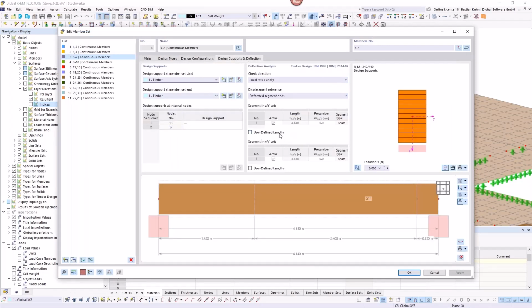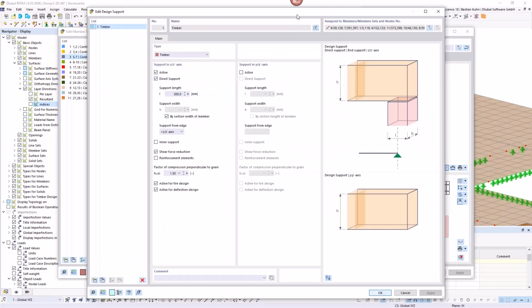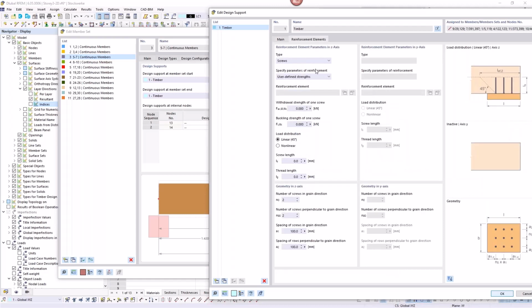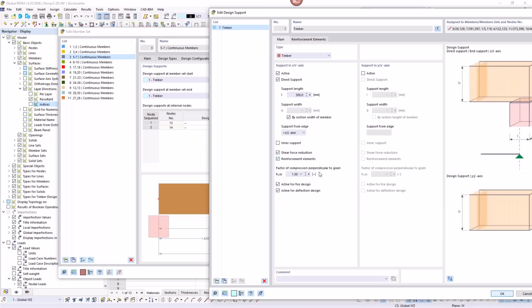Then what else can we define for the beams? We can define a member support at the member start and end in this case. Here I said, okay, I have a support length of 30 centimeters, which is quite long. Possibly you want to reduce that later on. And I'm using shear force reduction that I can always activate. In case I have a shorter support length, I would maybe also want to reinforce the support via screws or with a user-defined strength. All this would be possible. And in order to regard the softwood, I can also increase the factor kc,90 by the factor 1.5.